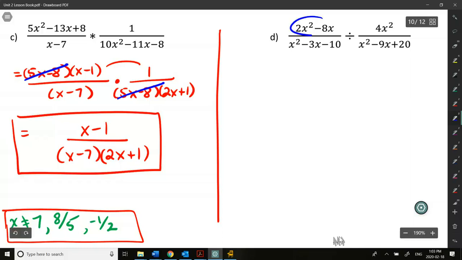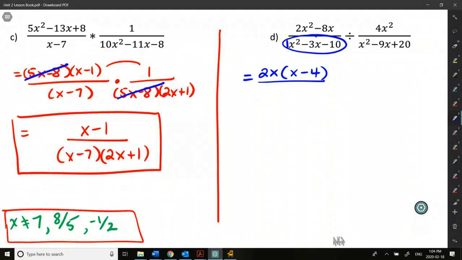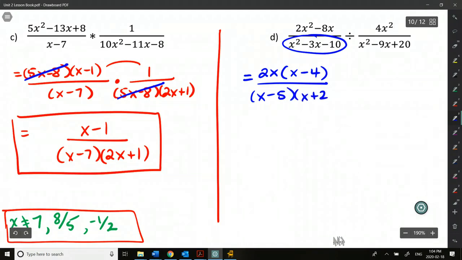Okay, so factor and common factor everywhere. So what can we do with this top part here? 2x squared minus 8x. Josh? Factor out 2x. Yes, so we're going to common factor a 2x. We're left with x minus 4. Okay, next part here. This is a trinomial, and an easy trinomial because a is equal to 1. So two things that multiply to negative 10 and add to negative 3. Negative 5 and positive 2 works. Very nice.